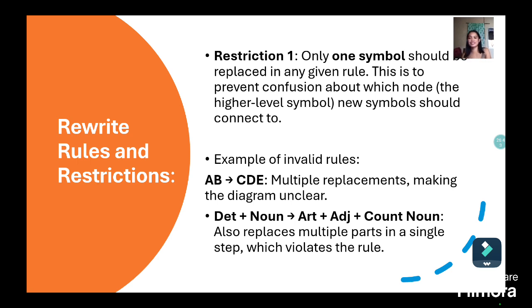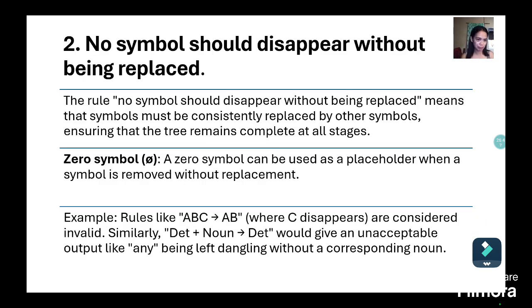Now, let's go to the rewrite rules and restriction number 2. No symbol should disappear without being replaced. This means that symbols must be consistently replaced by other symbols, ensuring that the tree remains complete at all stages. Zero symbol: a zero symbol can be used as a placeholder when a symbol is removed without replacement. Example: rules like ABC replaces AB, where C disappears, are considered invalid. Similarly, determiner plus noun to that would give an unacceptable output like any, being left dangling without a corresponding noun. So a zero symbol can be used as a placeholder when a symbol is removed without replacement.